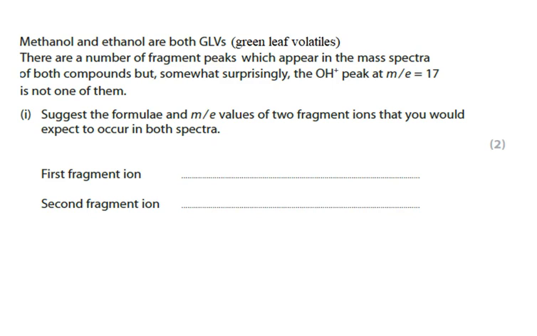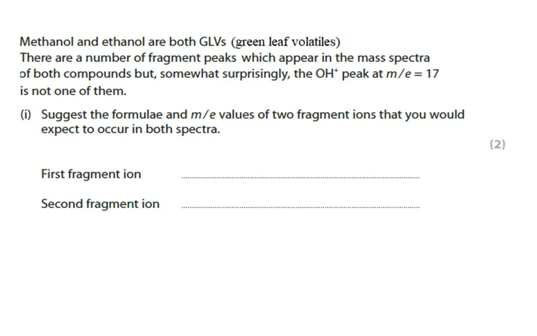There are a number of fragment peaks which appear in the mass spectra of both compounds, but somewhat surprisingly, the OH+ peak at m/e 17 is not one of them. So he's saying we have methanol and ethanol, and we have fragment peaks, but the one for OH+ is not one of them, so we don't have a peak at m/e 17. Now, what is he asking? Suggest the formula and m/e values of two fragment ions that you would expect to occur in both the spectrum for methanol and the one for ethanol.